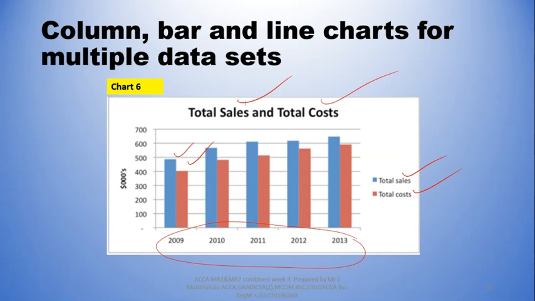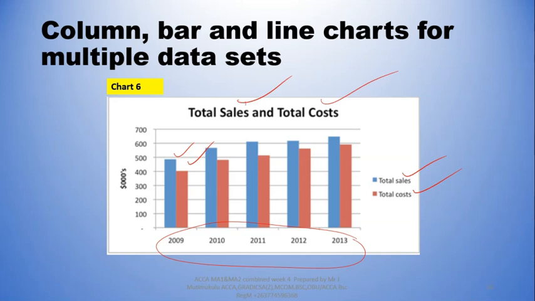So in terms of interpretation, you can see that there has been a positive relationship in terms of sales and cost, where the increase in sales was also supported by the increase in cost in all the years.